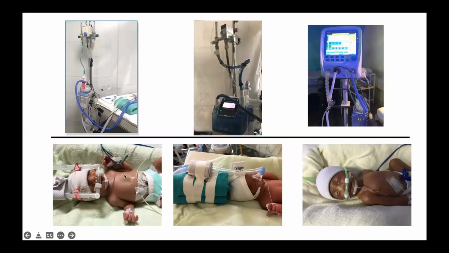And to connect these machines to the baby, you need an interface. You can use a Hudson prong, you can use a Fisher and Paykel mask, or you can use a RAM cannula. All of them are equally good, and the interface does not matter as long as the experience is improved. The more you are experienced using an interface, the better will be the respiratory outcomes and the nasal outcomes.